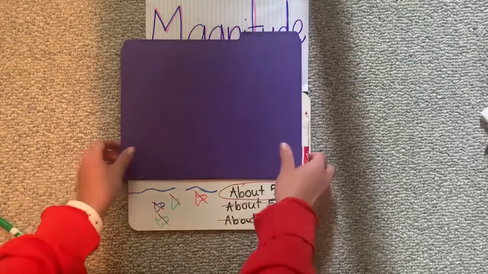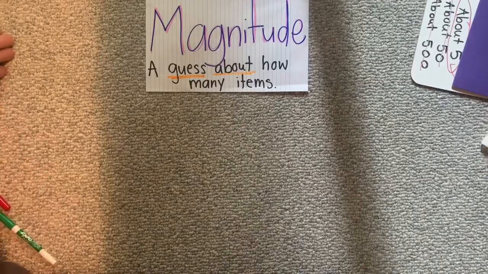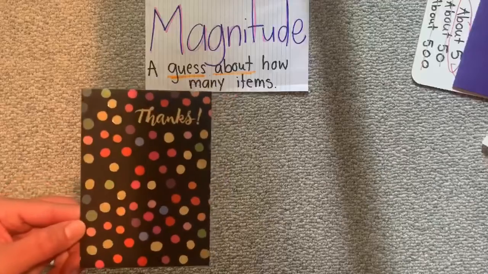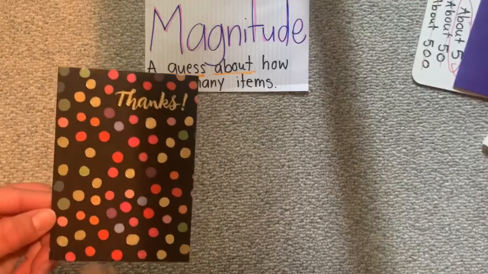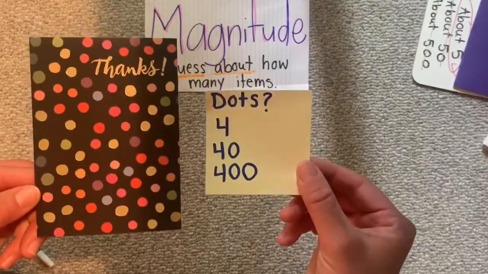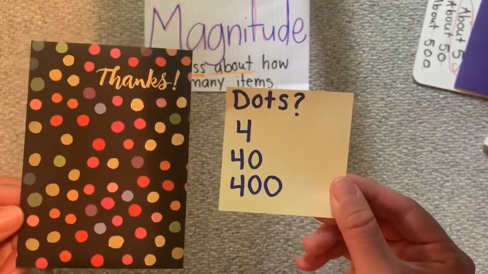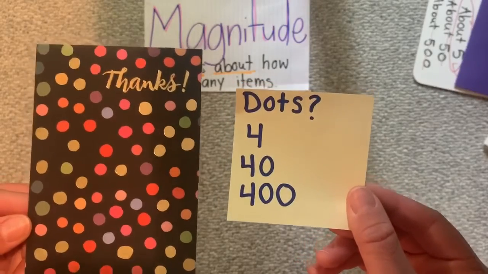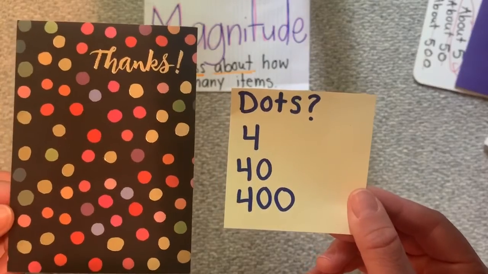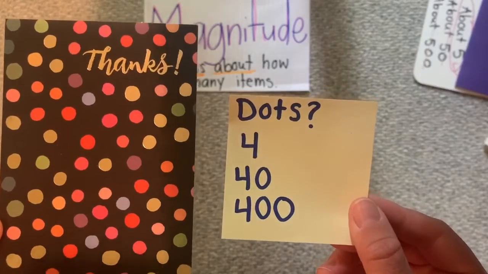Okay, now we're going to look at just 2 more examples of magnitude. Let's look at this thank you card right here. Look at all of the dots on the card. You guys are going to guess the magnitude of dots, about how many dots are on the card. Are there about 4, about 40, or about 400? Looking at the card, so it's a guess. How many dots? Share your answer out loud.